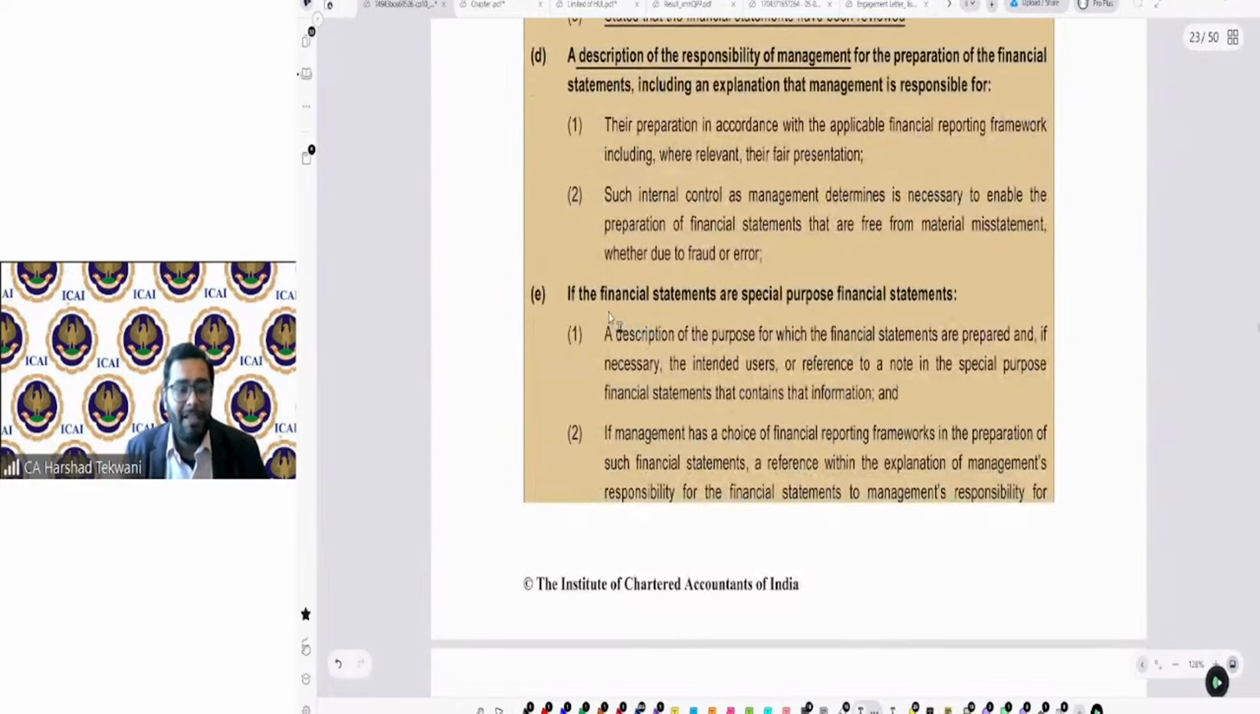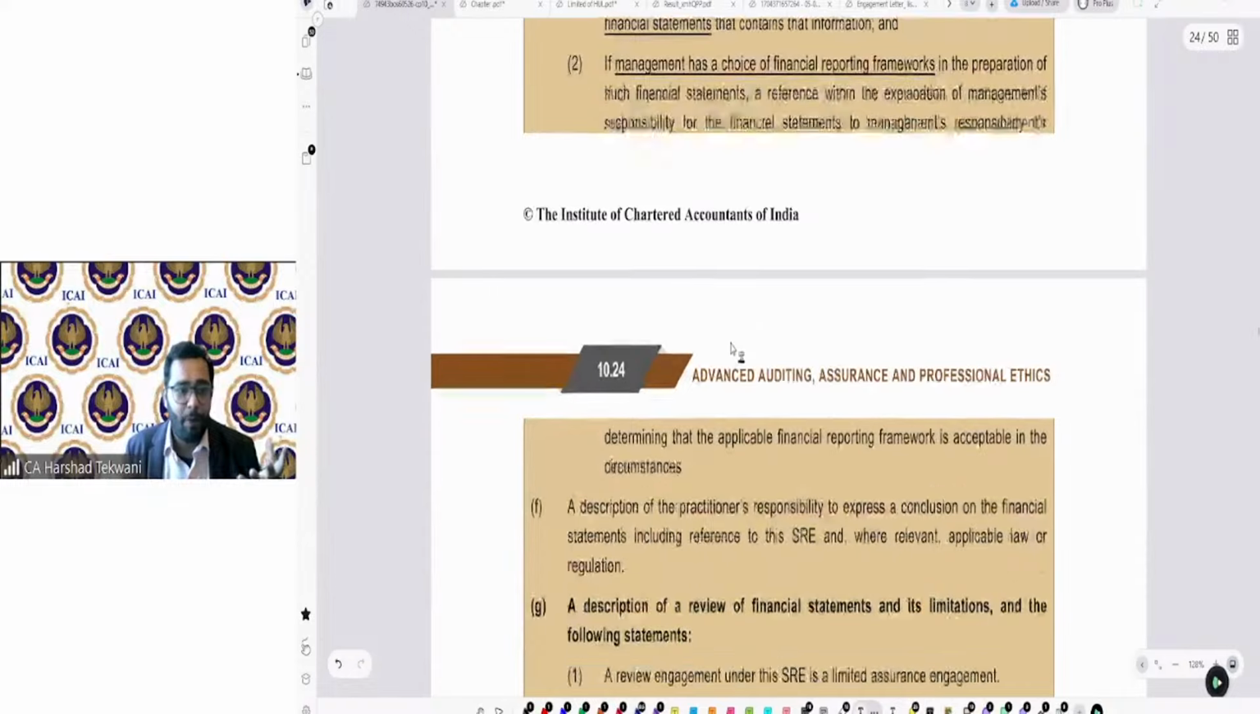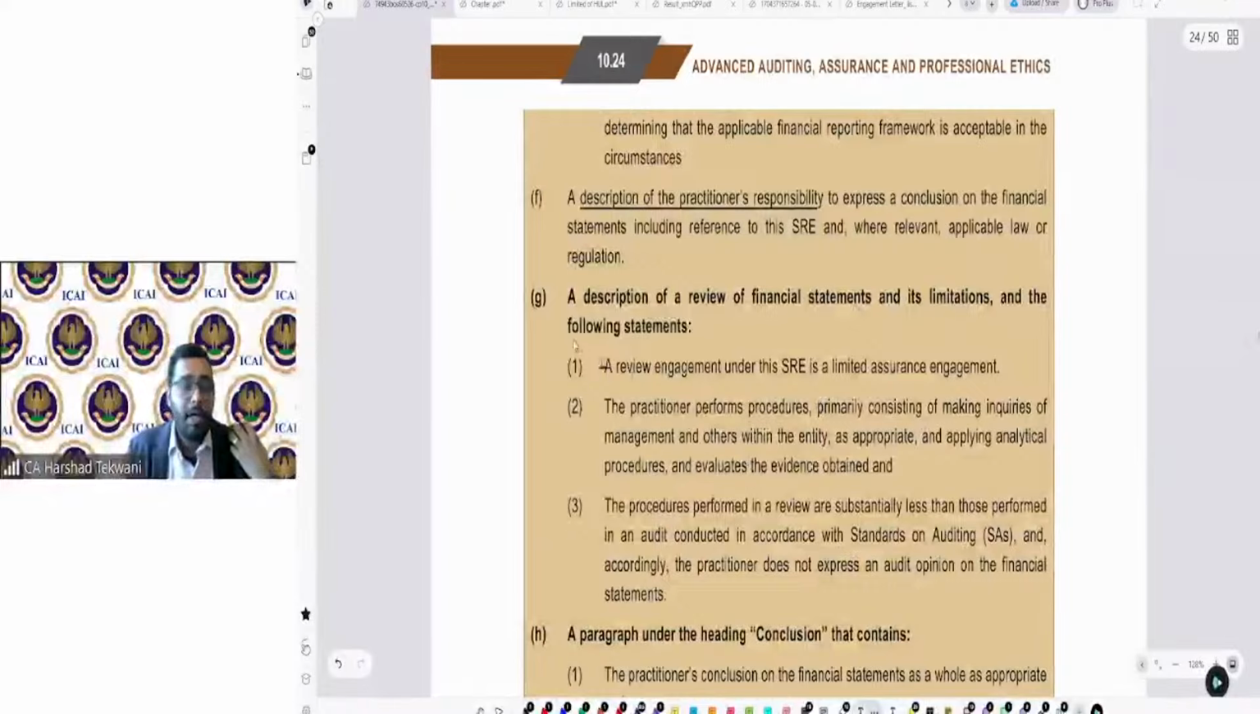Then, if the financial statements are special purpose, a description of the purpose of the financial statements and the intended users, and a note of special purpose financial statements. Management's choice of financial reporting framework, what management has chosen with respect to the financial reporting framework. Then a description of the practitioner's responsibility, then a description of the review of the financial statements and its limitation, like the review is conducted under SRE, it's a limited assurance review. The practitioner performs procedures primarily consisting of inquiry and analytical procedures.